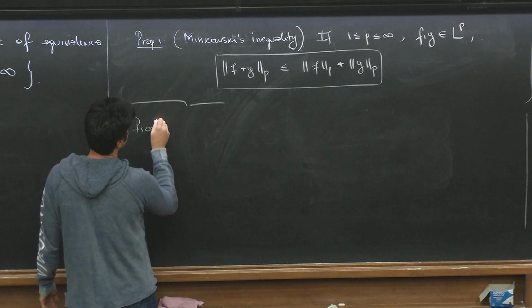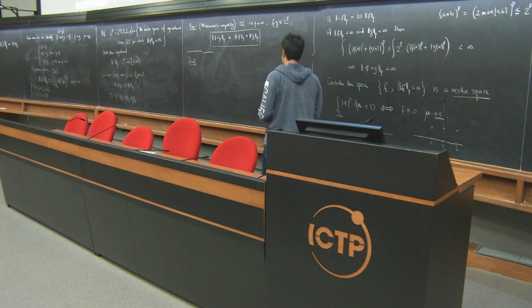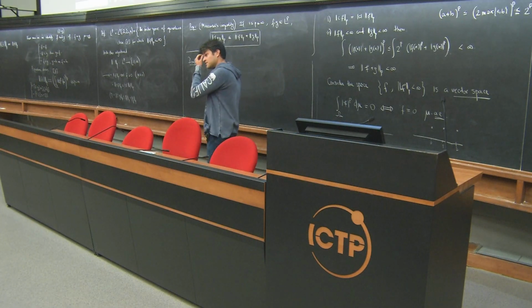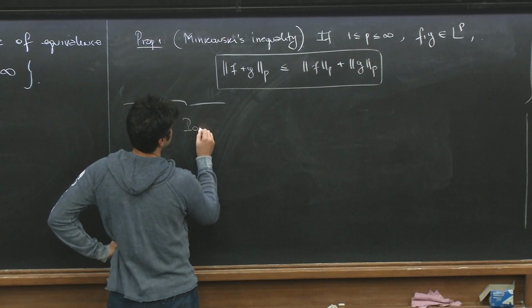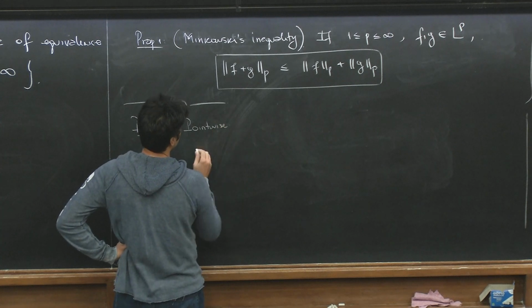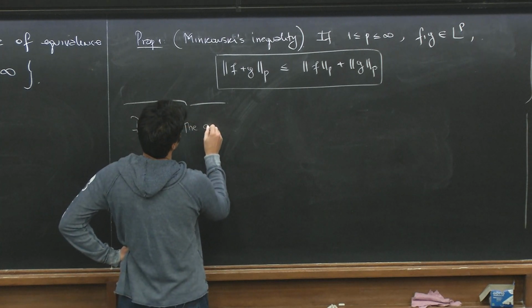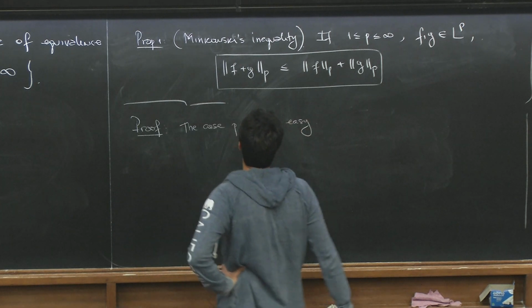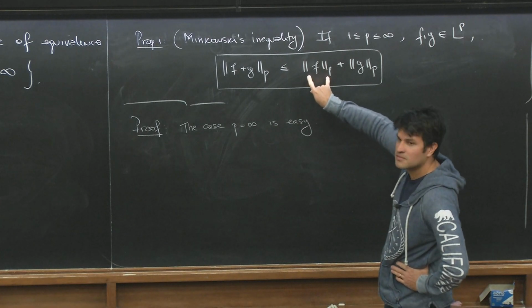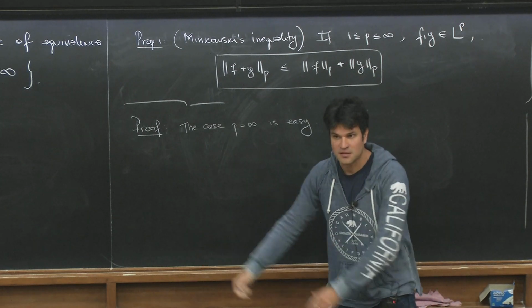Proof. Let's see how we prove this. The proof goes as follows. Pointwise, we have the following inequality. So let's first take the case p equals infinity. It is easy, I'll let you think about it. Because if the L^∞ norm of f is less than alpha, and that of g is less than beta, almost everywhere, of course, the sum is less than alpha plus beta almost everywhere.